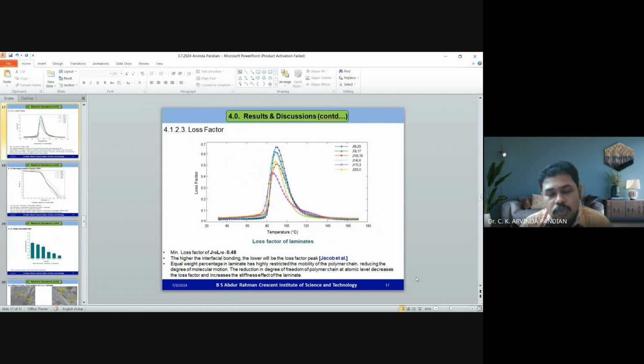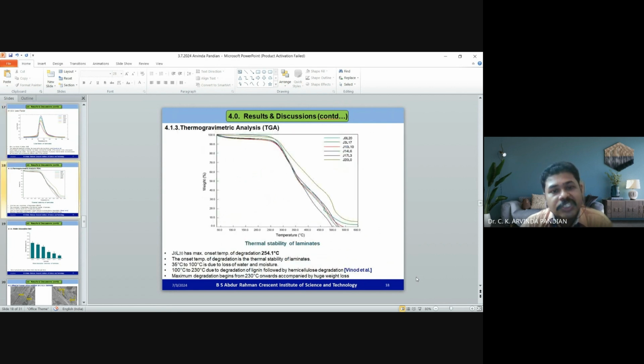When it comes to loss factor, it is nothing but the damping factor, which is related to the damping of a material. There we can find J10L10 has given the least damping value of 0.48, because damping and load bearing capabilities are inversely related, that is, both are not proportionate. So whenever you find more stiffness property, it will lead to minimum damping property.